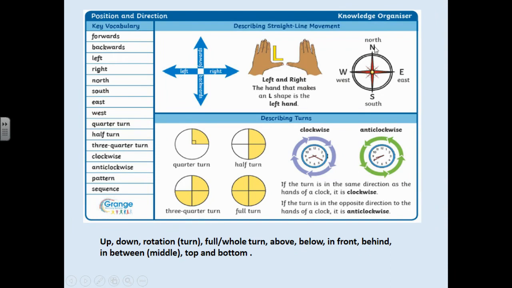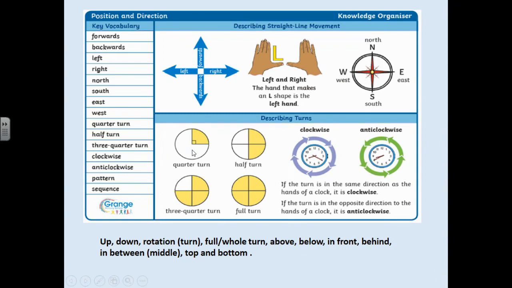Compass directions: north, south, east, west. We had come up with a phrase. So we had Never Eat Slimy Worms, or Naughty Elephants Squirt Water, to remember our positions of north, east, south and west on a compass.